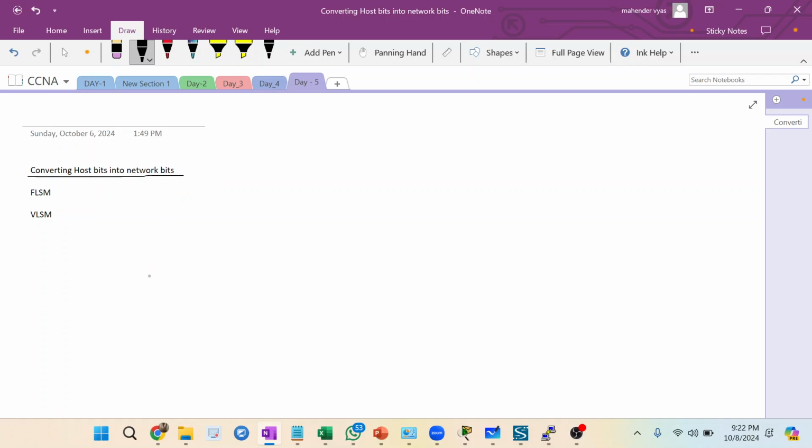Now, as I said in the last class, we will have some network bits and some host bits. The network bit will represent a group, or the number of IP addresses available in this address. Host bit.